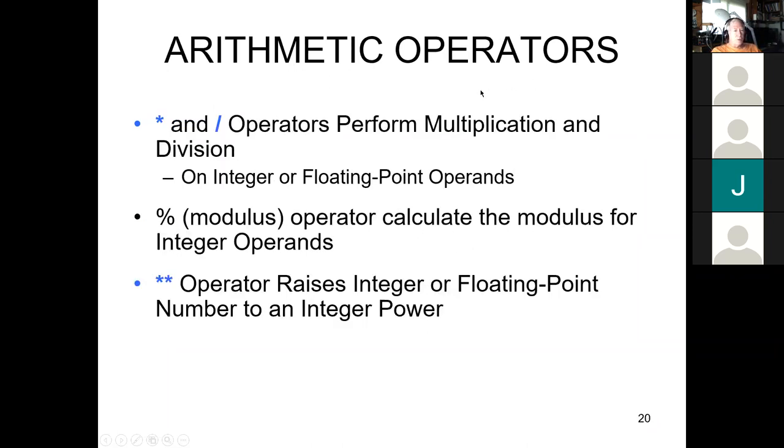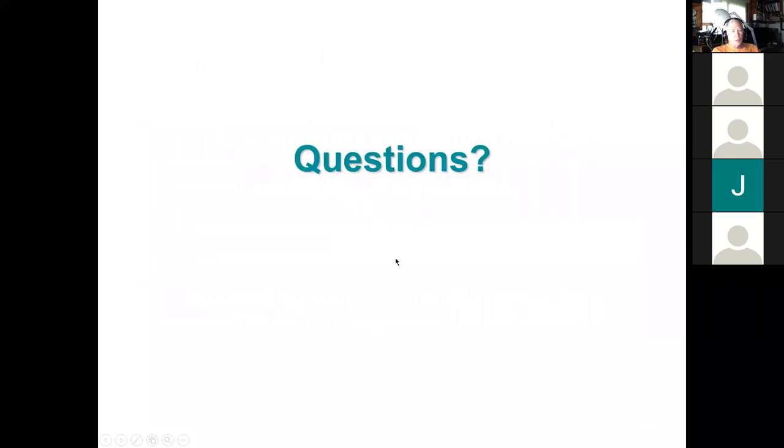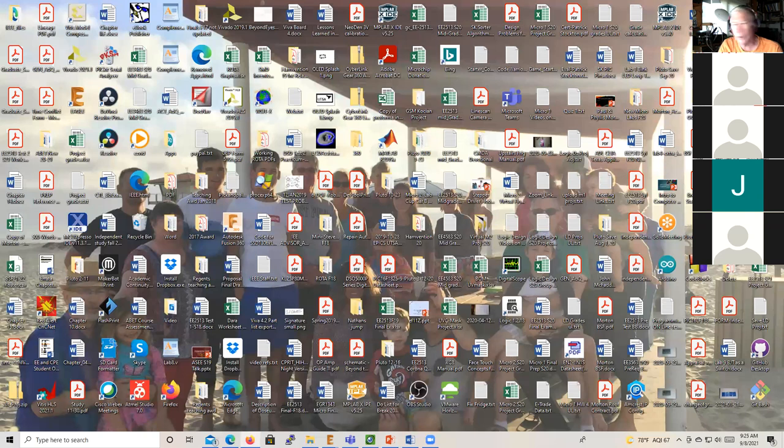So arithmetic operators, you have to use only on integer or floating point operands. Can't use them on bit vectors. And same with modulus. And modulus only useful on integer operands, can't use them on floats, obviously. And raising to a power, integers or floats. But you can't use these operators on bit vectors. All right, so let's get rid of this one and do this one.